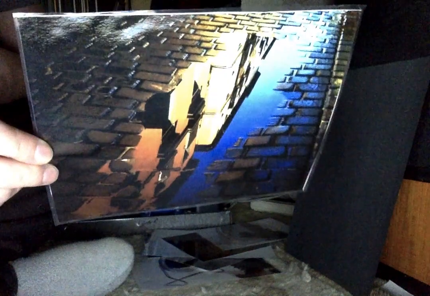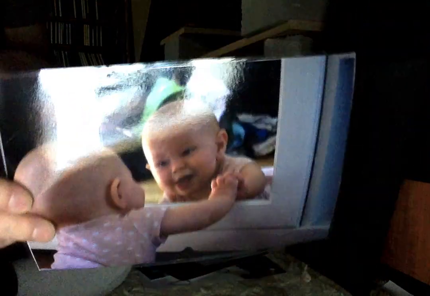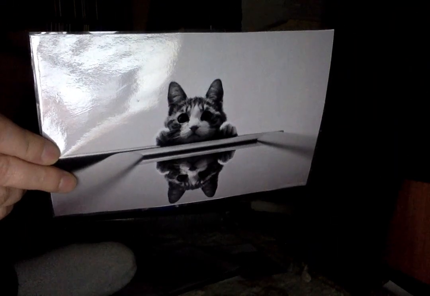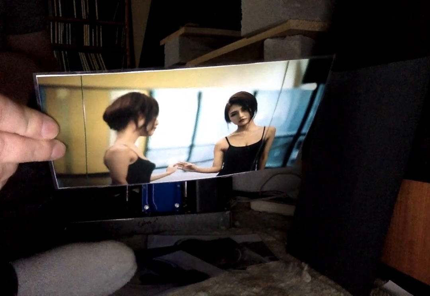We see in a puddle on the ground reflections of the buildings that are nearby. And another baby looking in the mirror. Show you just a couple more. This is a cat seeing its reflection in the mirror. And we have a dancer seeing her reflection in the mirror.